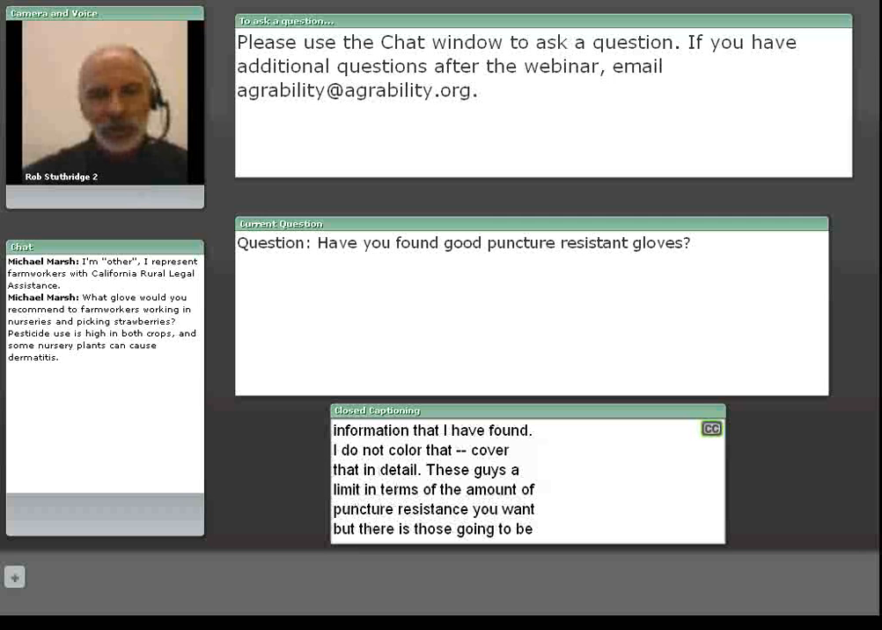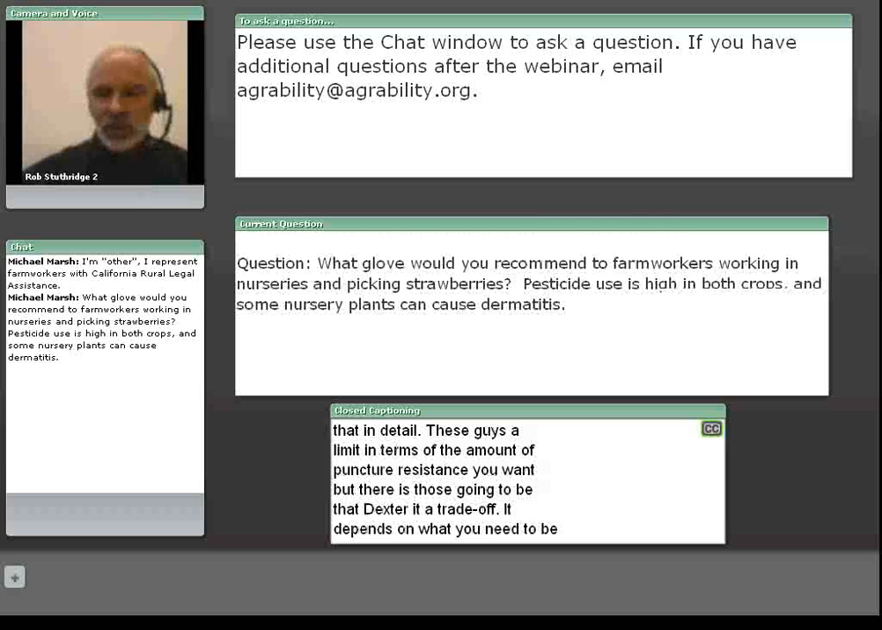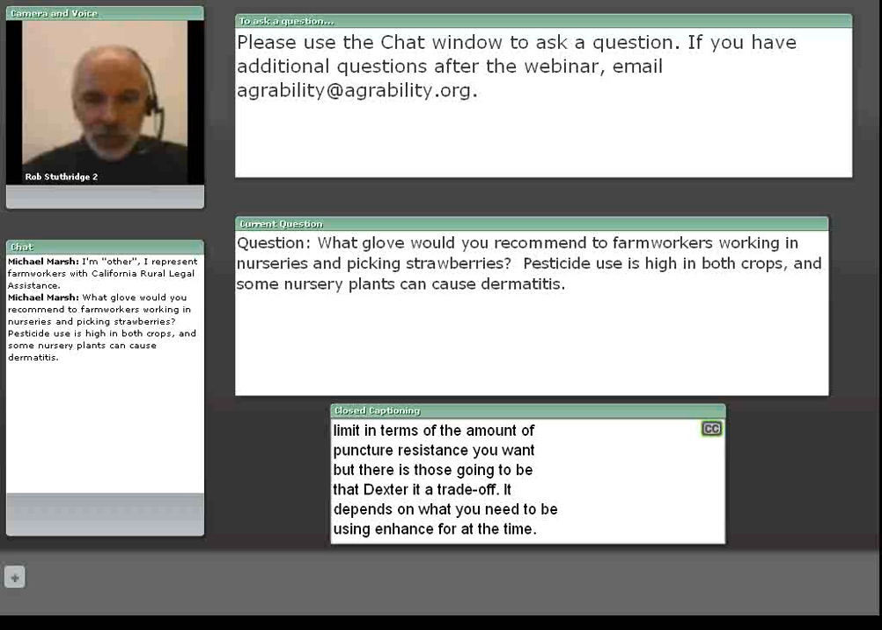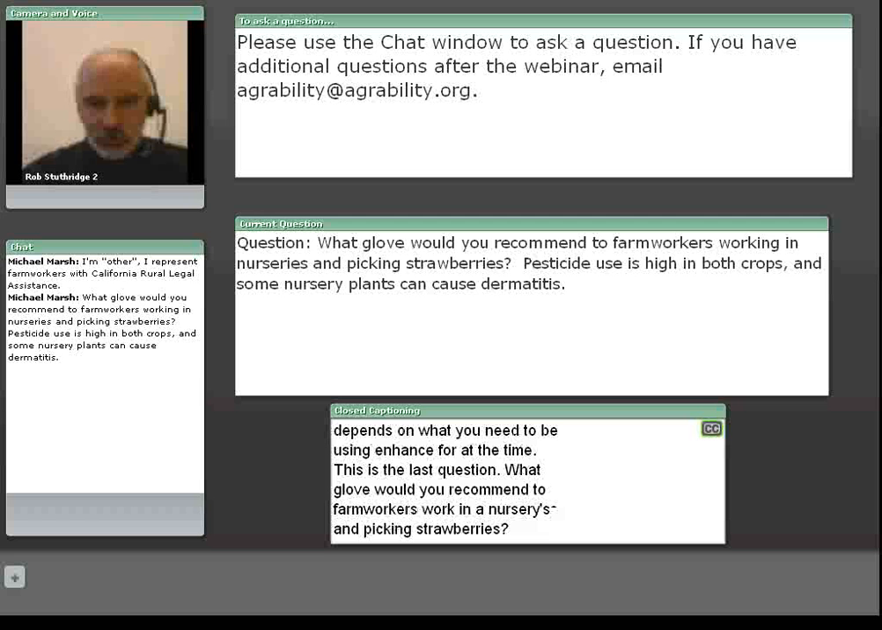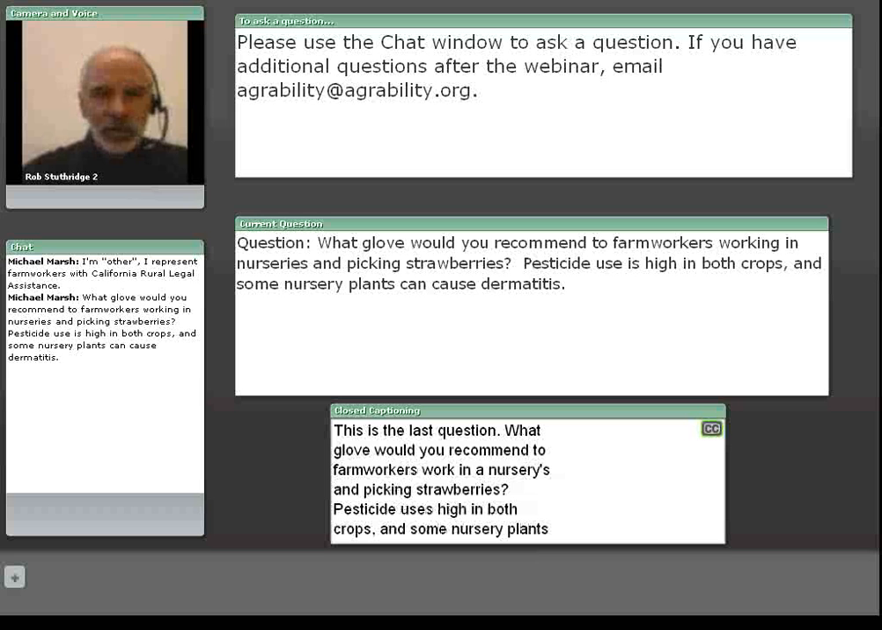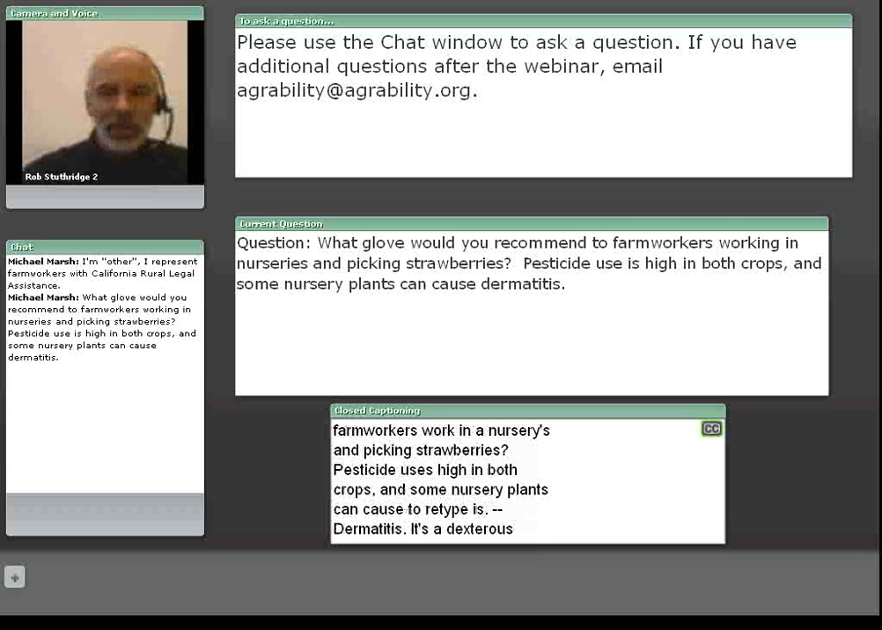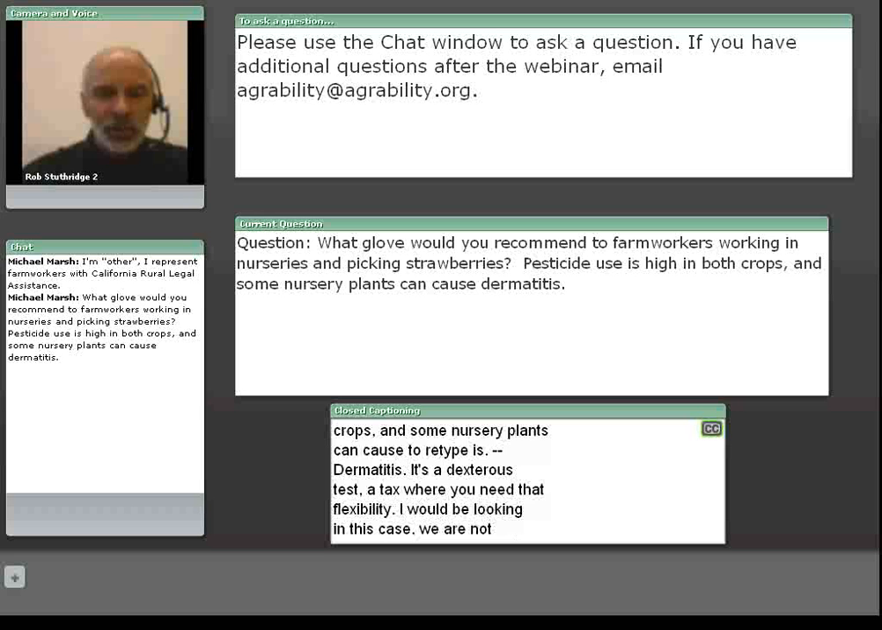And this is the last question that's come up. What glove would you recommend to farm workers working in nurseries and picking strawberries? Pesticide use is high in both crops, and some nursery plants can cause dermatitis. Okay, well, it's obviously a dexterous task. It's a task where you need good flexibility. So I would really be looking, in this case, we're not really talking about a major problem of, certainly it's not going to be any immersion or the splashing with the chemicals. You're going to be dealing with dry chemical.